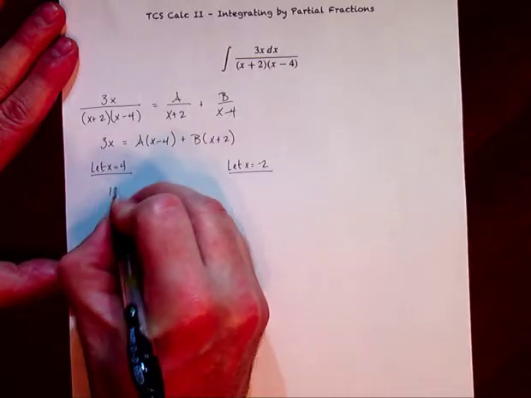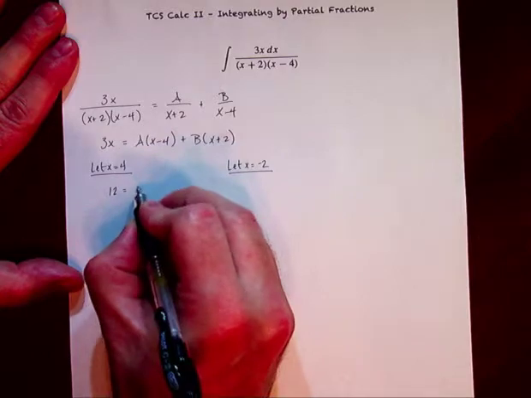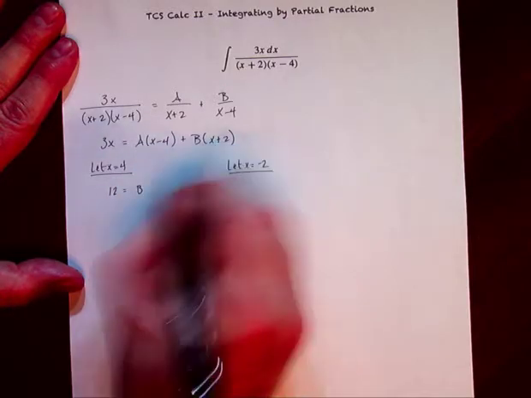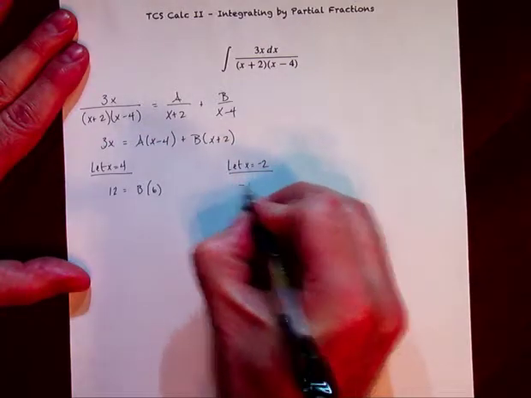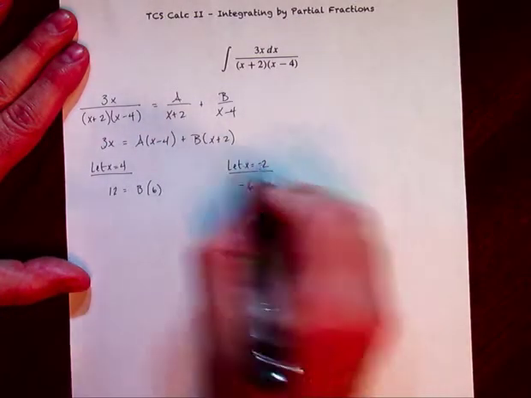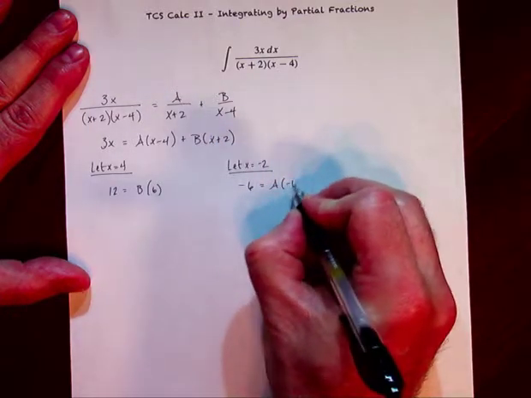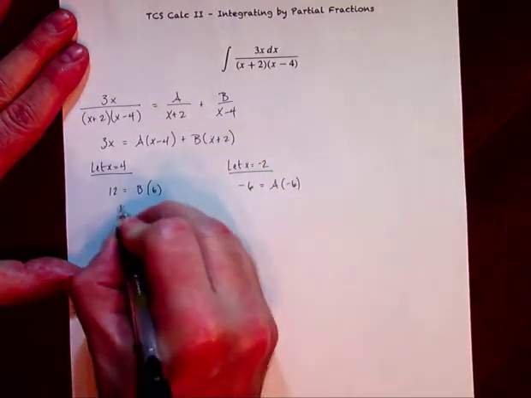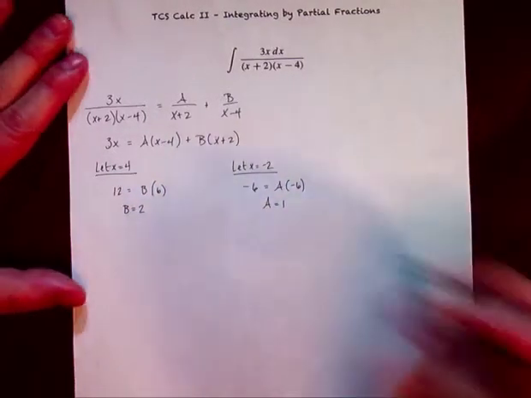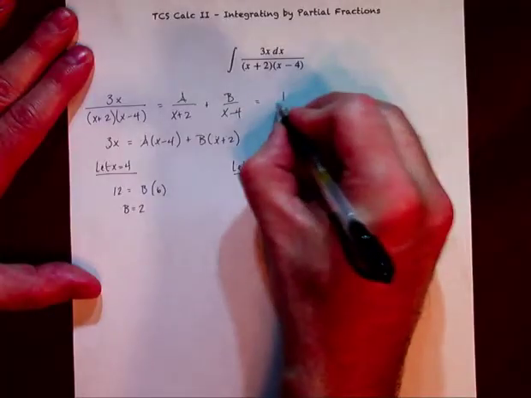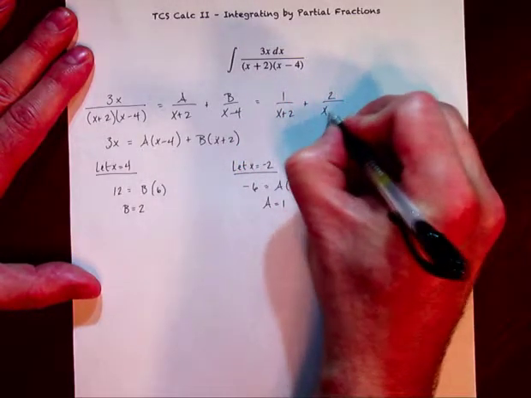3x becomes 12. This becomes 0, so I'm just not even going to put it. And b, 4 plus 2 is 6. And when I have negative 2, this becomes negative 6 over here. x plus 2 becomes 0, so I'm just going to ignore it. And a times negative 6. So b is equal to 2, and a is equal to 1. This winds up 1 over x plus 2 plus 2 over x minus 4.